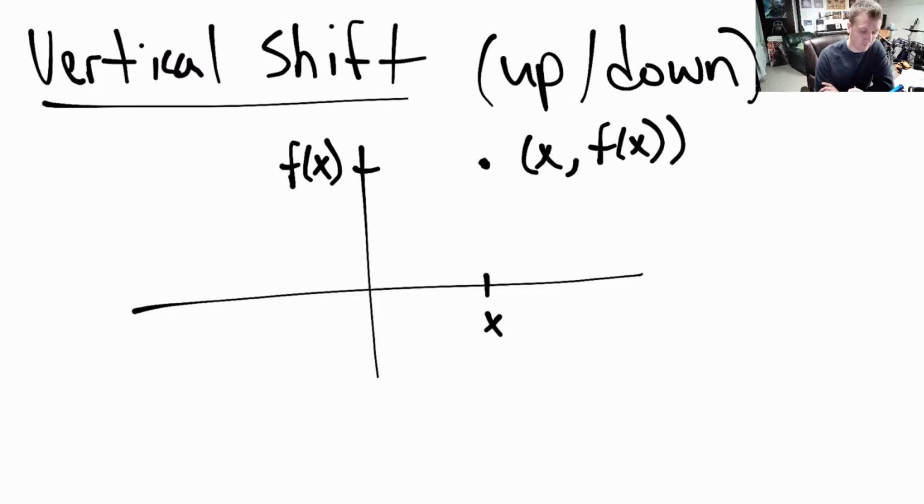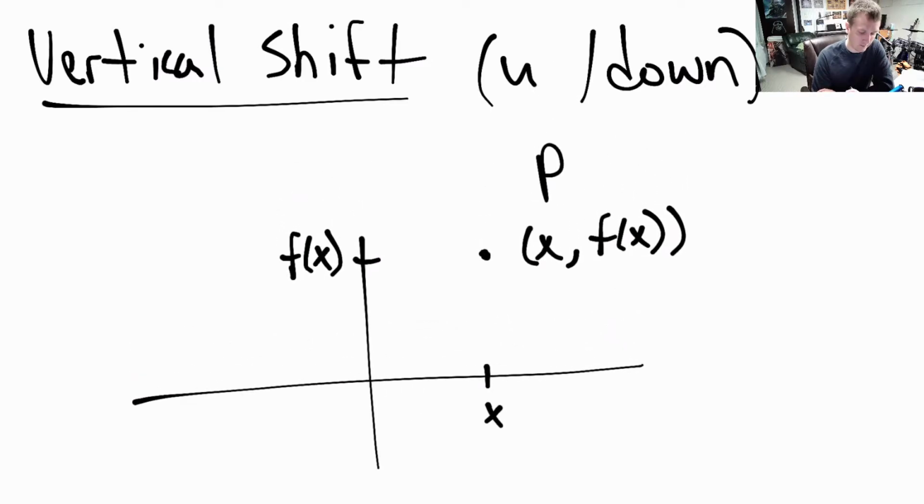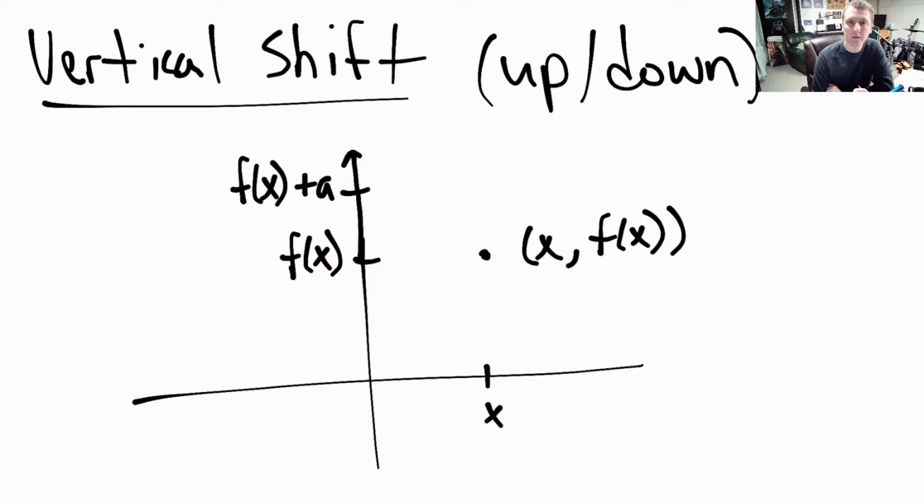I don't think it's too difficult to see that in order to move something up or down, what we really are trying to say here is if we want to move it up, we just add a little bit of something to it. Right? We take the output that we got before and we just bump it up. We just add a little something to it.